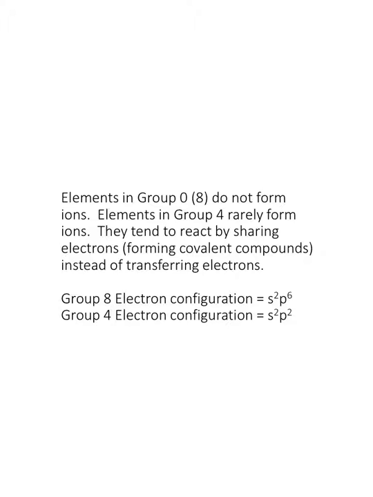So all this is telling us right here is that your noble gases do not form ions. And that group 4 rarely forms ions because they usually share their electrons, which is what I've told you already on the last 2 slides. So for that reason, we don't really look at group 4A, and we don't look at the noble gases for making ionic compounds.